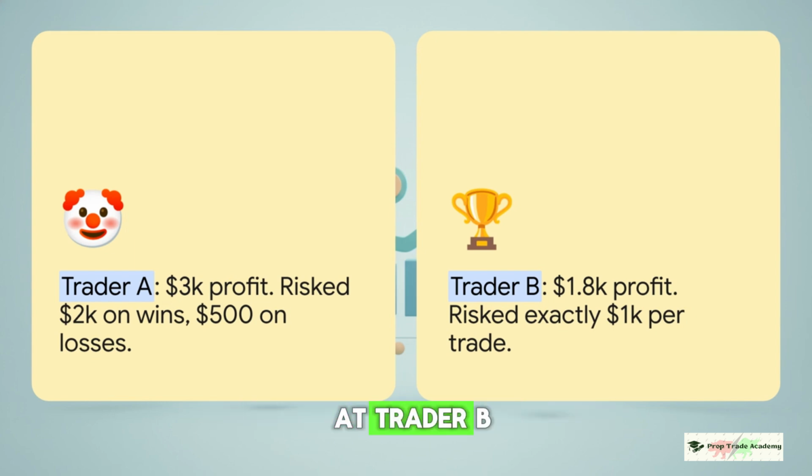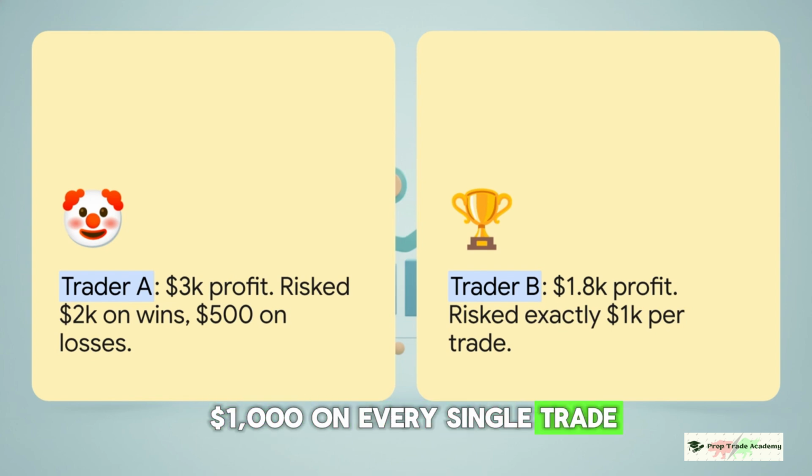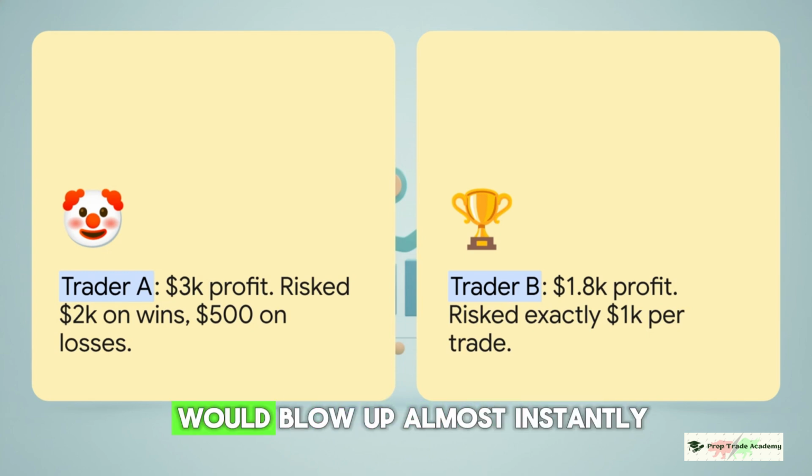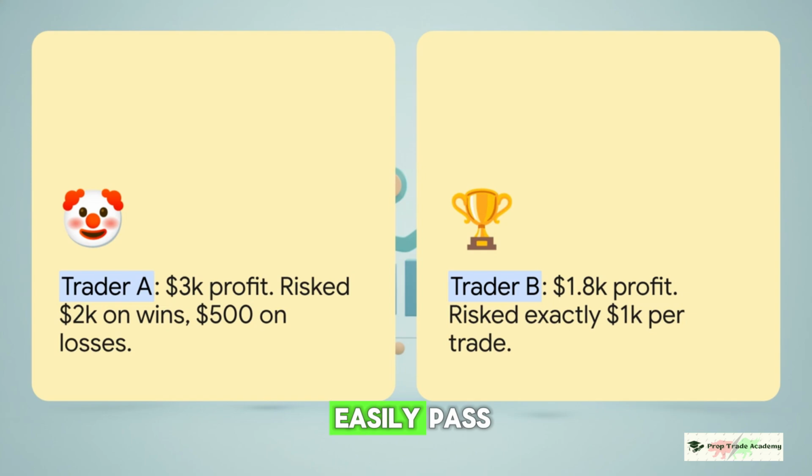But take a close look at Trader B. Trader B risked exactly $1,000 on every single trade. For every dollar they risked, they made $1.80 back. Their strategy is consistent, it's measurable, and it's genuinely profitable on a risk-adjusted basis. If both of these traders entered a prop firm challenge with strict drawdown limits, no joke, Trader A would blow up almost instantly, while Trader B would easily pass.